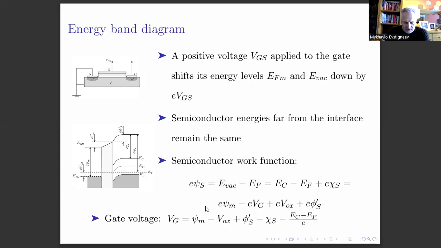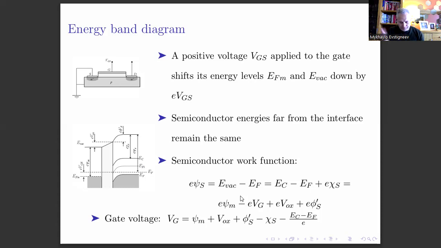So E psi metal plus E V oxide plus E phi prime semiconductor is the energy difference between the vacuum energy on the semiconductor side and the metal Fermi energy. But now we subtract from that the gate voltage multiplied with the elementary charge, and we get the energy difference between the semiconductor vacuum energy and the semiconductor Fermi energy. So this is the energy balance equation obtained just by inspecting the energy band diagram.